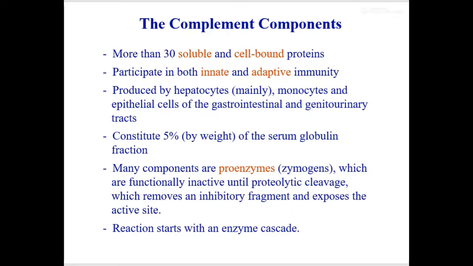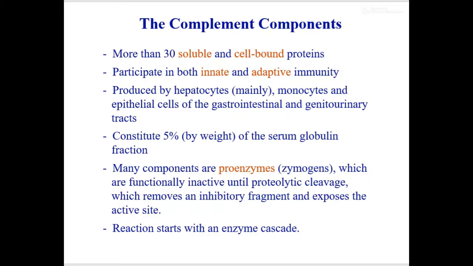Previously, we had an introduction on what complements are, and we know that they are proteins, usually cell-bound proteins as well as soluble proteins, which are involved in both the innate as well as the adaptive immunity. These proteins, called the complements, are produced by the hepatocytes, monocytes, as well as the epithelial cells of the gastrointestinal and the genitourinary tract, and they constitute about 5% of the weight of the serum globulin.